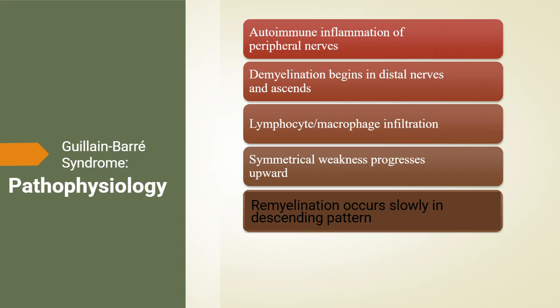This variant follows the classic pattern of symmetrical weakness that starts distally and moves upward. Roughly 17% to 30% of patients may require mechanical ventilation during the acute phase due to respiratory muscle involvement. Early recognition and prompt intervention are critical for preventing complications.